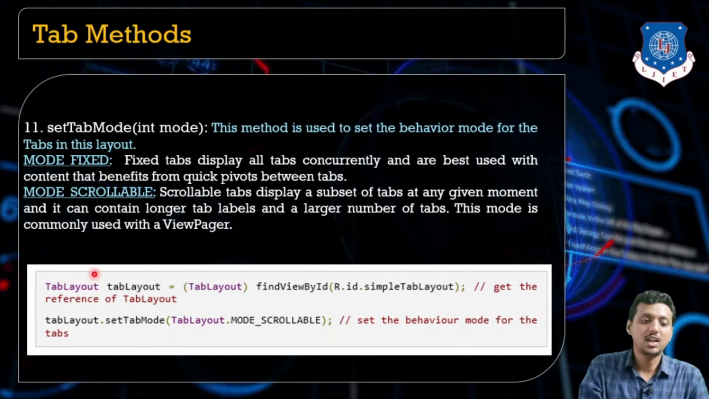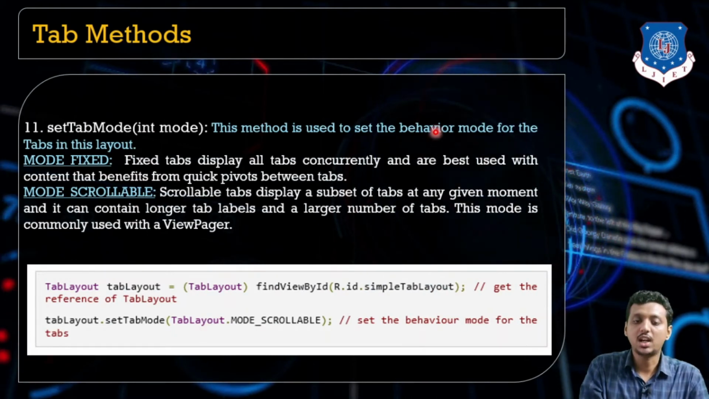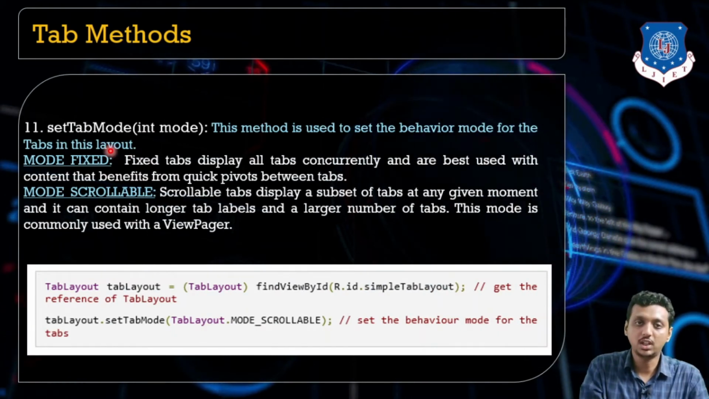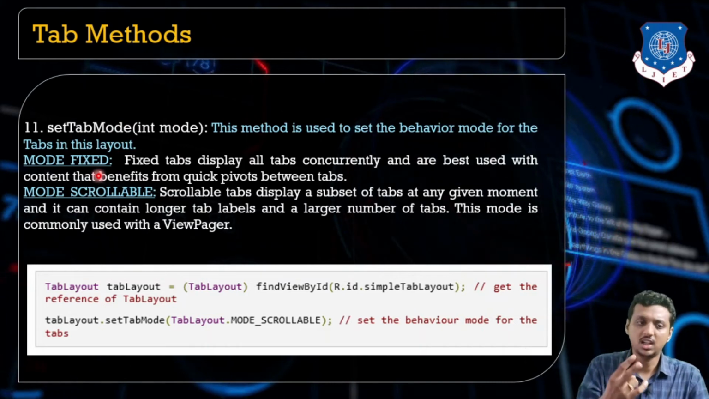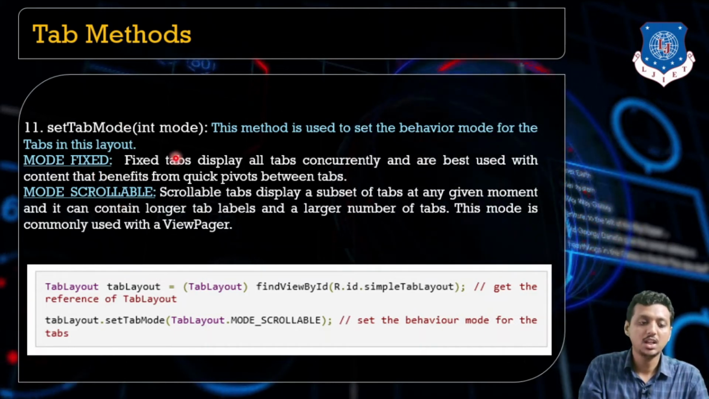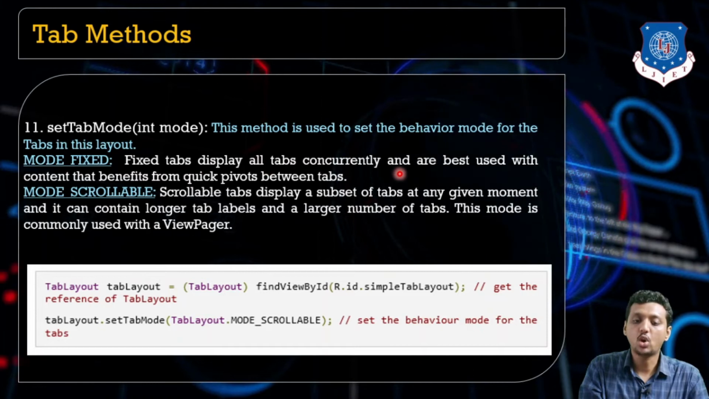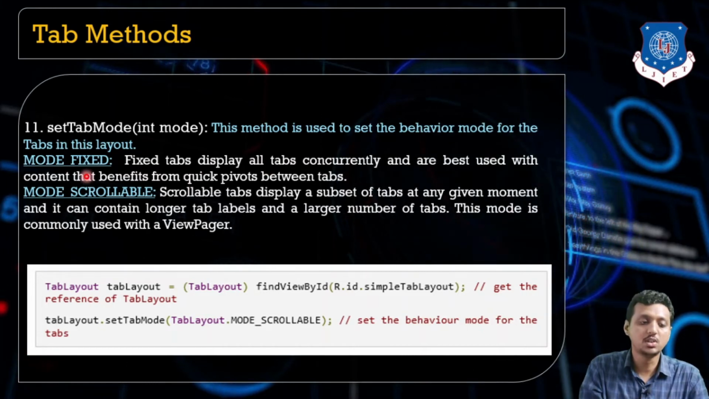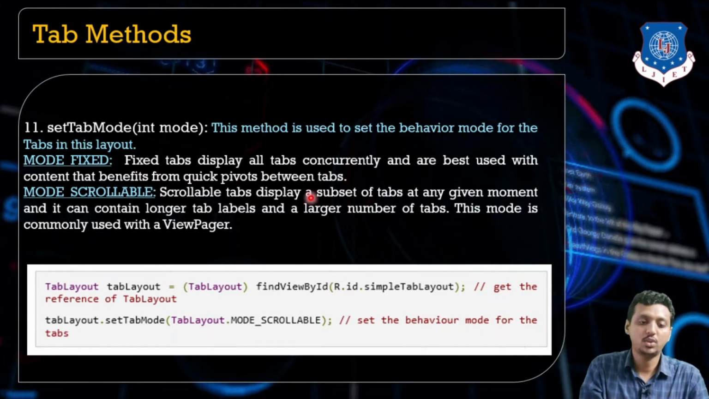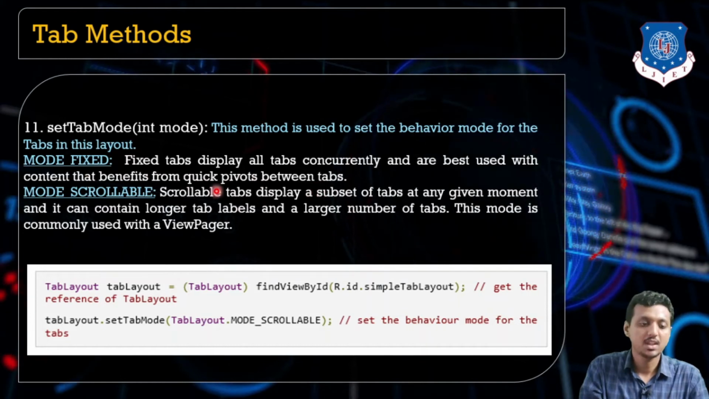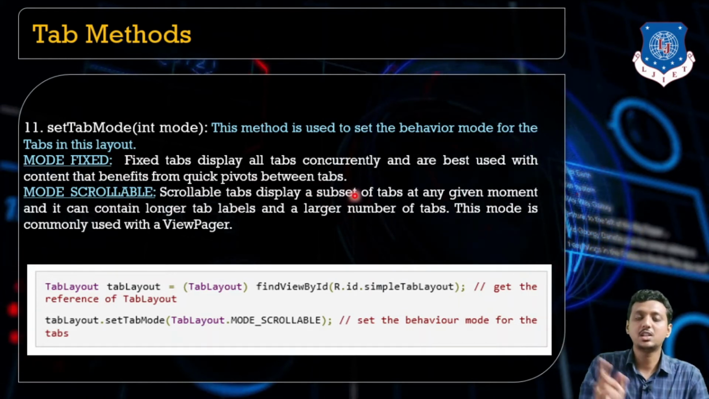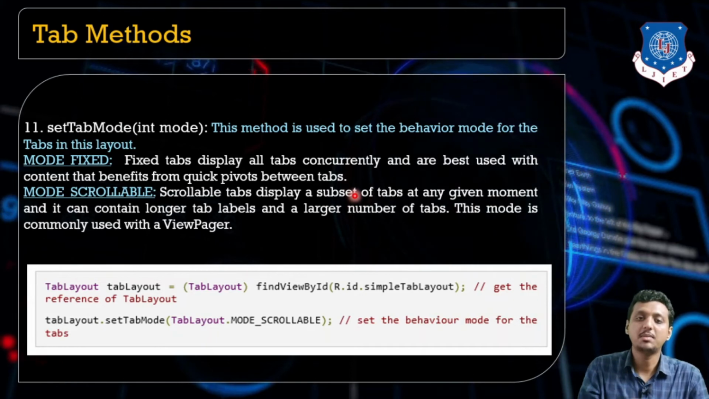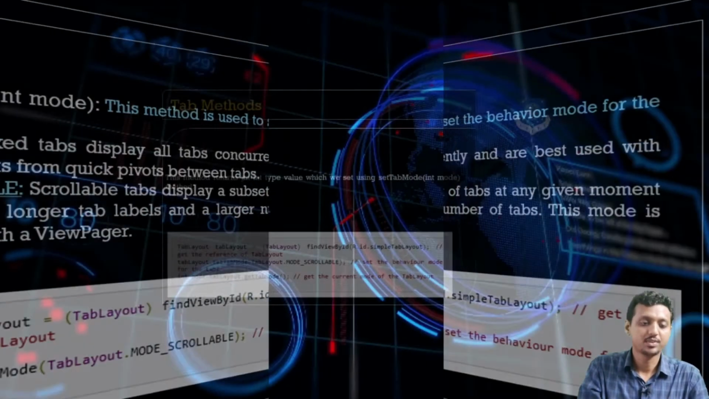Next, setTabMode. This is used to set the behavior of the particular tab. There are two types of modes: one is fixed and the second is scrollable. The fixed tabs display all tabs concurrently and are best used with content that needs quick pivoting between the tabs. And scrollable tabs display a subset of the tabs. It might be a scrollable view.